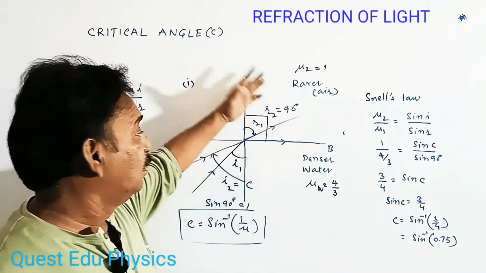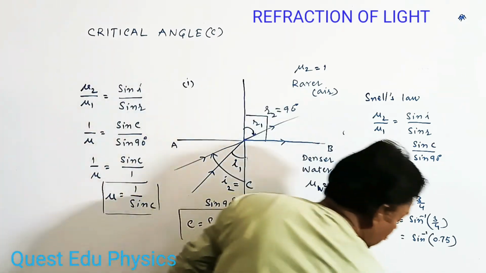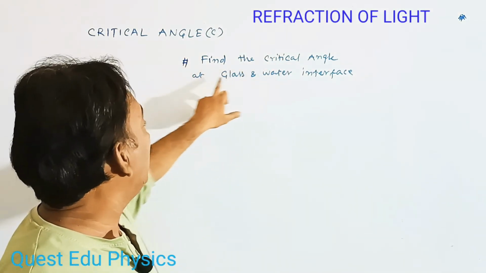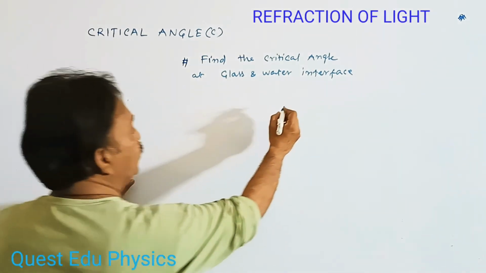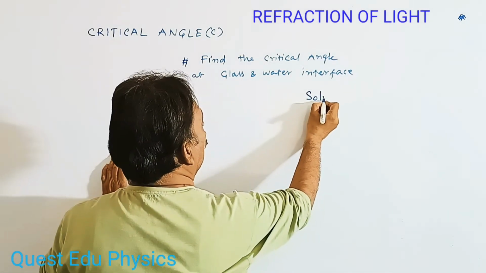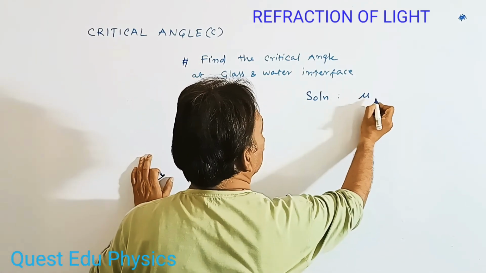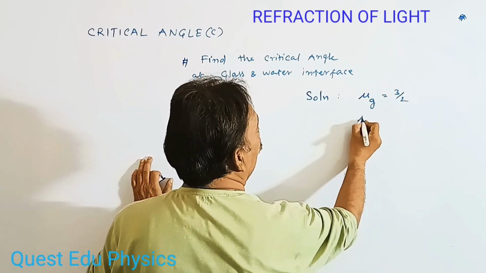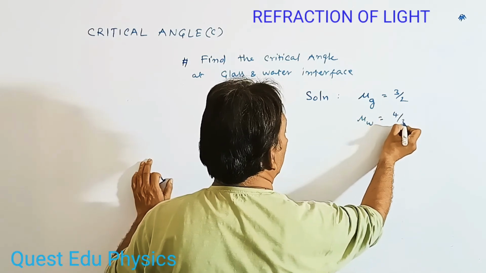You can take the same example for the glass and water interface. Let's do one problem, students. The problem is like this. Find the critical angle at the glass and water interface. How do we have to do this problem? First we have to know the refractive index of glass. Glass is 3 by 2, students, and water, as you know, is 4 by 3.